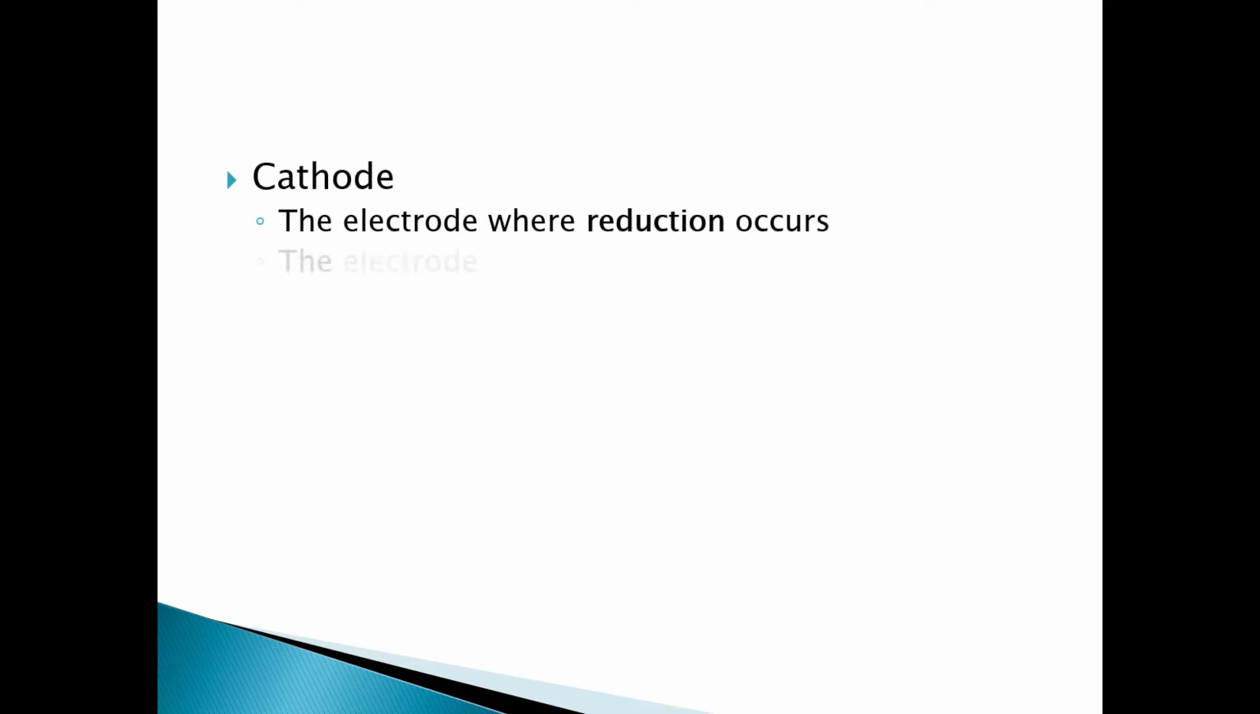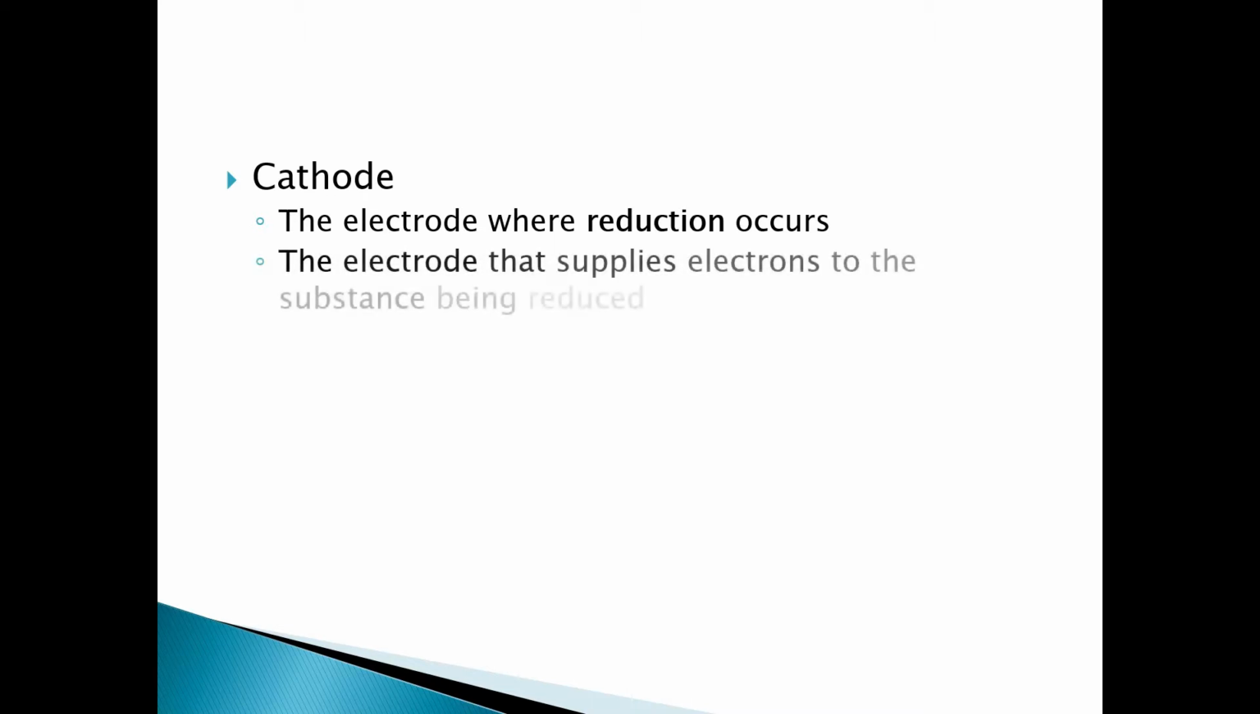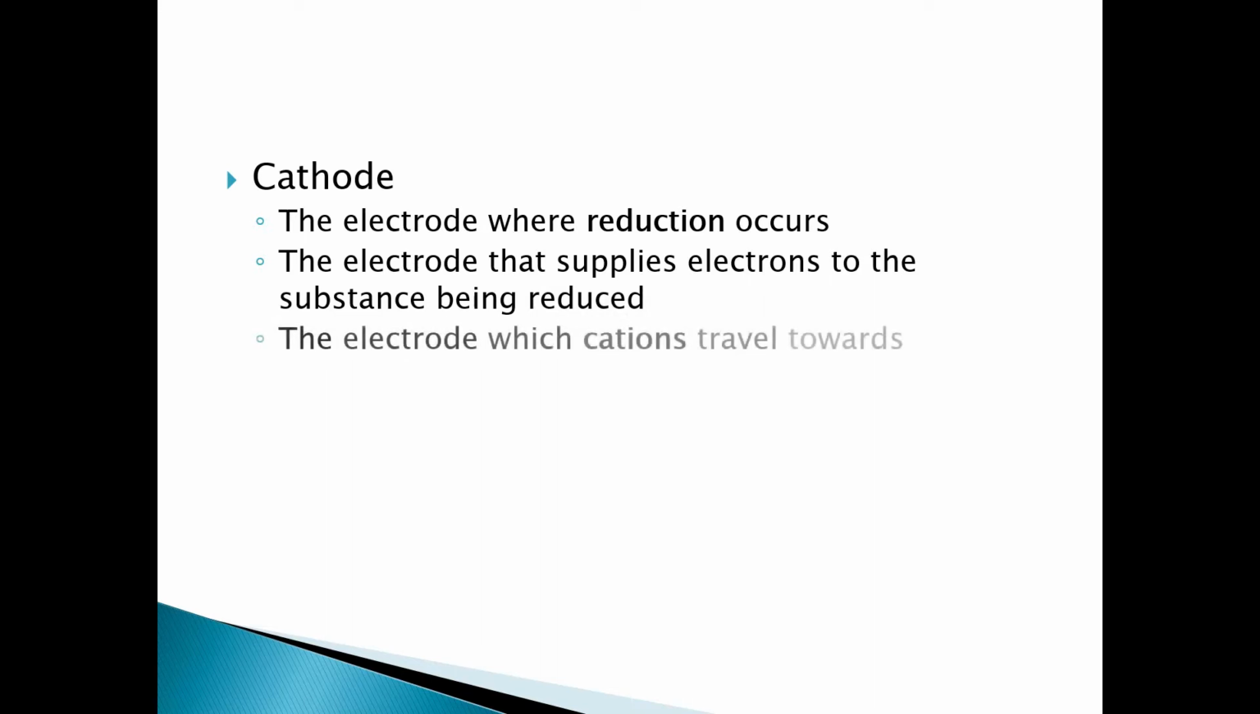Okay. Now the next electrode is the cathode. The cathode is kind of the opposite of the anode. So the cathode is where the reduction occurs. And the cathode, because of reduction, ends up absorbing the electrons from whatever substance is being reduced. And then the cathode is where the cations travel towards.